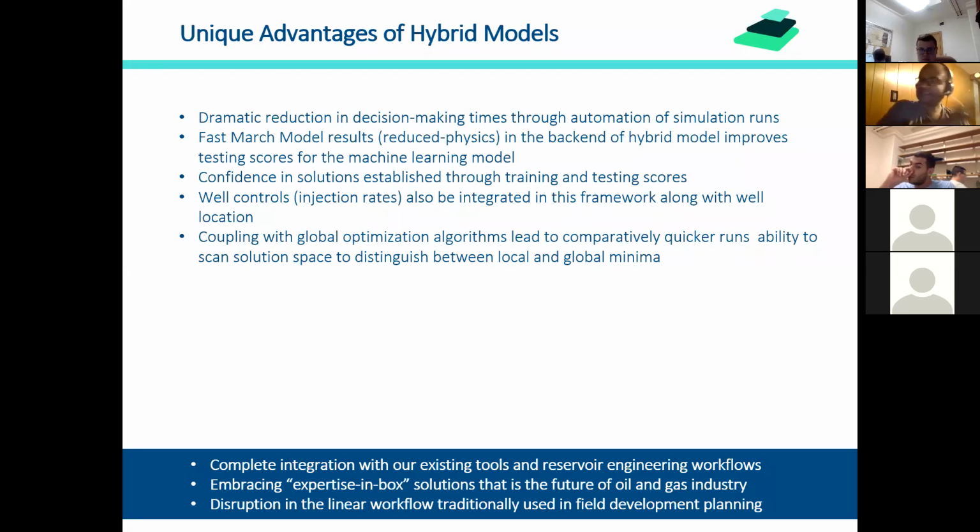So this presents a new phase where we are trying to integrate with existing tools, existing reservoir simulation files, or existing toolkits that folks have. And in some sense, this is the new wave of expertise in a box solutions that we are trying to build, and it really represents a disruption in the typical linear workflows that we are so used to in field development planning. So as the oil and gas industry moves, we expect to see more embrace of such solutions, where we're focusing more on automation so that we can arrive at decisions much quicker and faster.